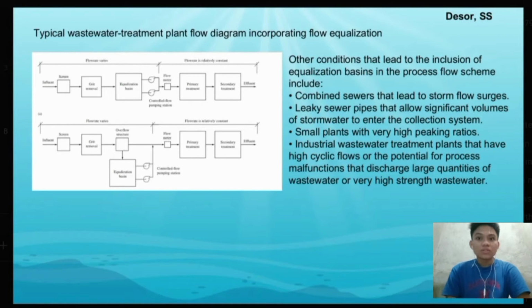Other conditions that lead to the inclusion of an equalization basin in the process flow chain include combined sewers that lead to storm flow surges, leaky pipes that allow significant volumes of storm water to enter the collection system, small plants with very high peaking ratios, and industrial wastewater treatment plants that have high static flows or the potential for process upsets that discharge large quantities of very high strength wastewater.